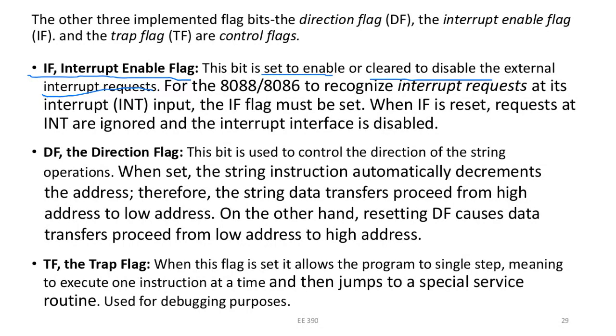If this bit is set, that means the microprocessor is ready to accept the external interrupt. If it is clear, that means no interrupt can come in. Okay? Do you understand it now? What about the DF, or direction flag?